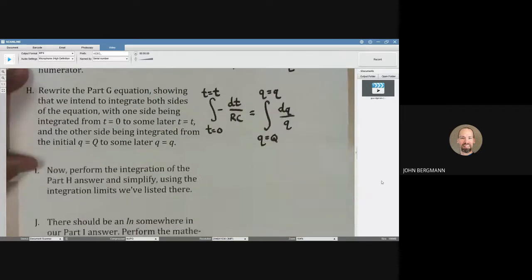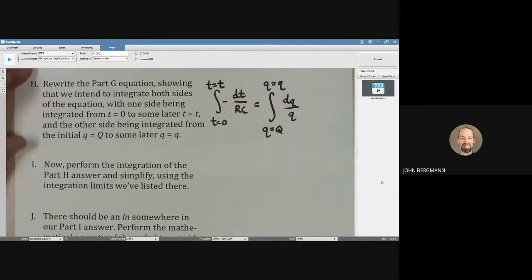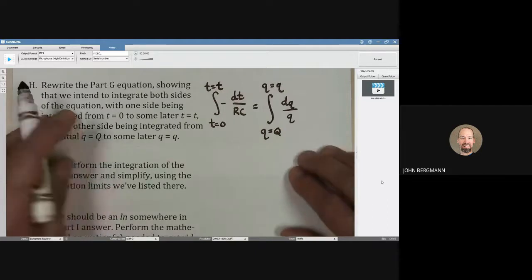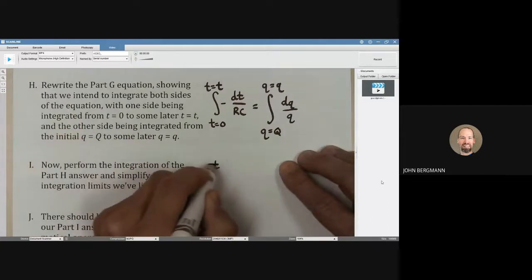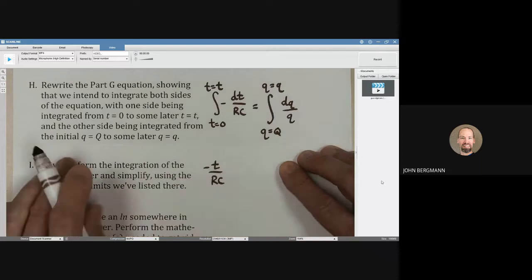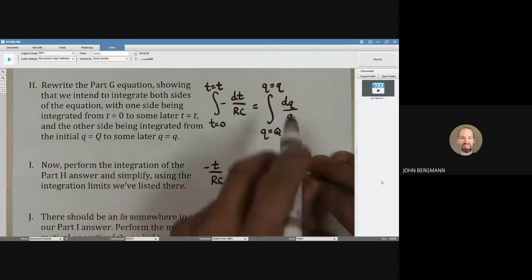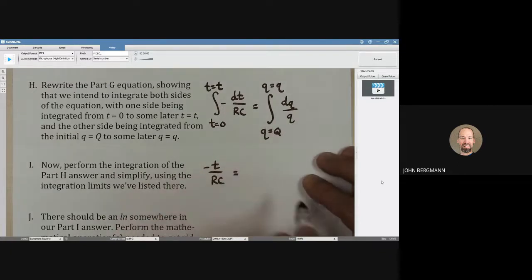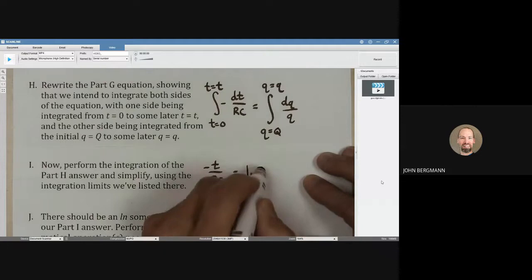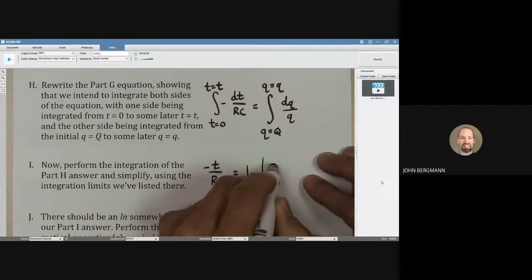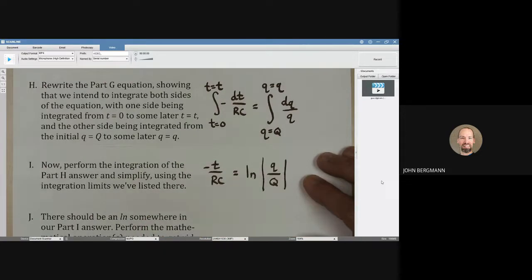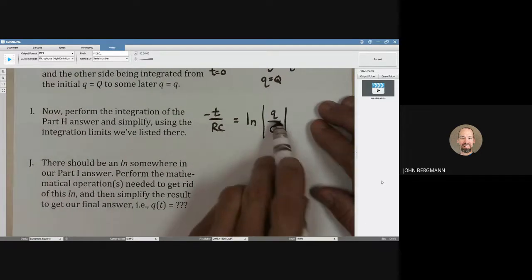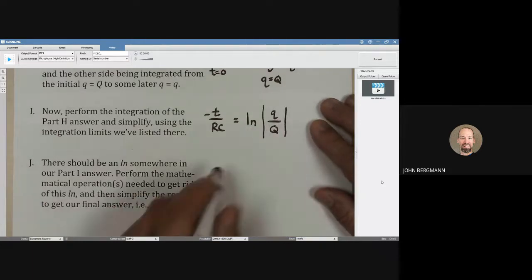Okay, now we just need to integrate these answers. Nicely, we don't have to use U substitution this time. The left side is just going to give us negative t over RC. And the right side, the integral of dq over q is going to be the log of q. And we need to take into account those limits like that. Okay. The whole point was we were trying to get an equation for little q. It's tucked inside here. So let's e to the both sides this.